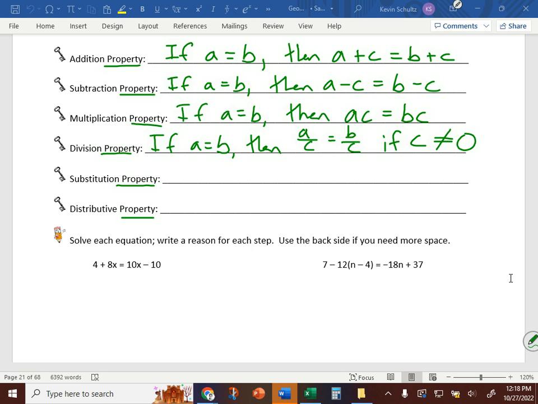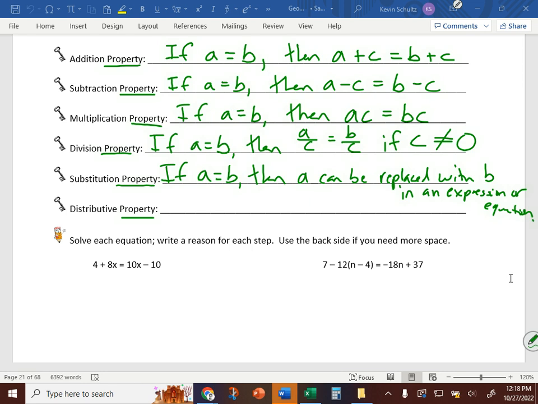Okay? The substitution property says that if A is equal to B, this one's a little bit more lengthy. I should put 2 lines for this one. Then A can be replaced with B in an expression or equation. Mental note for next year, 2 lines for that one. If A equals B, then A can be replaced with B and vice versa in an expression or equation.